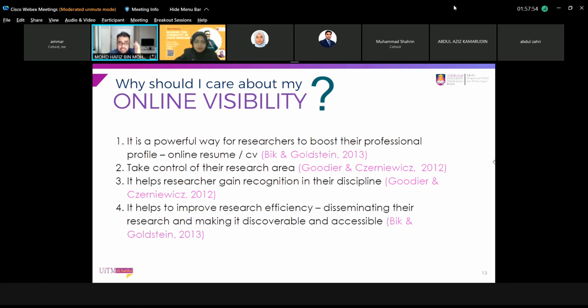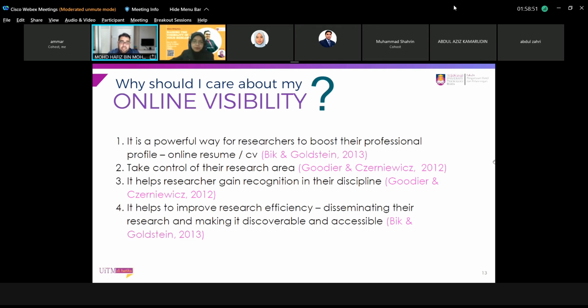One of the things you can do to boost your professional profile is make your resume online, so that people can search and get to know about you more easily by having everything online. You can take control of your research area. When you are visible online, you are known based on your expertise, and therefore it creates the perception, the brand, that Hafiz is tourism, Ahmad is business management, Ali is on crisis management, and therefore it's easy for non-academia, besides academia, people to get in touch with you. And perhaps by doing that, you also gain recognition in your discipline.